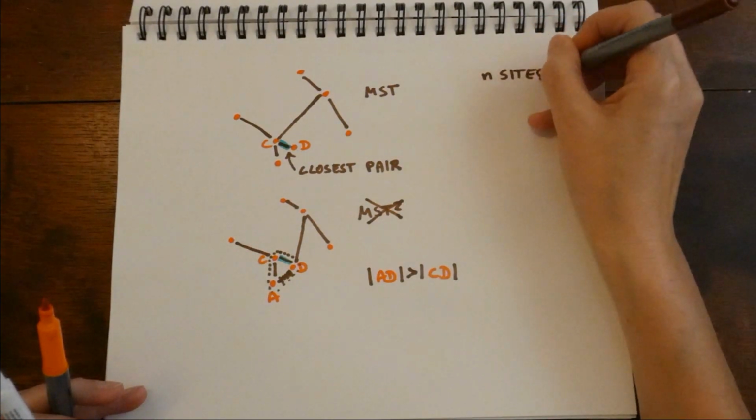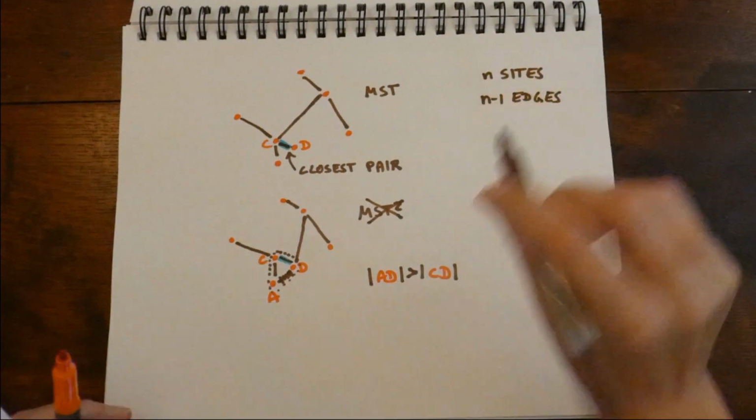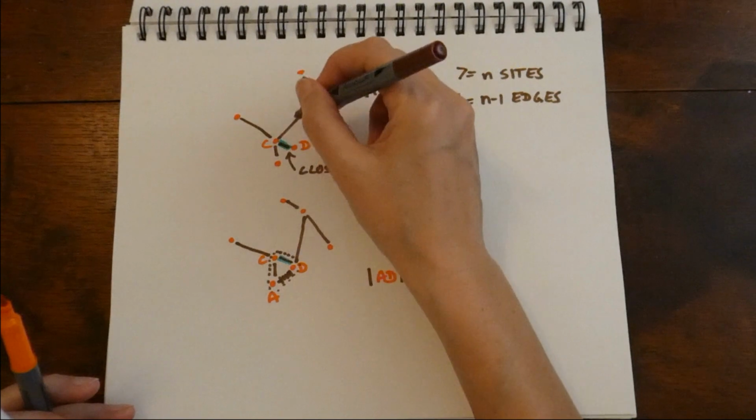So when we have the minimum spanning tree of n sites, it has n-1 edges. So all we need to do is check all the edges and compute the minimum, the one with the smallest distance. So that takes linear time. Of course, we assumed here that we have the minimum spanning tree given. So then the question is, how do we compute a minimum spanning tree and how long does it take? Well, that's the topic of a whole other video.